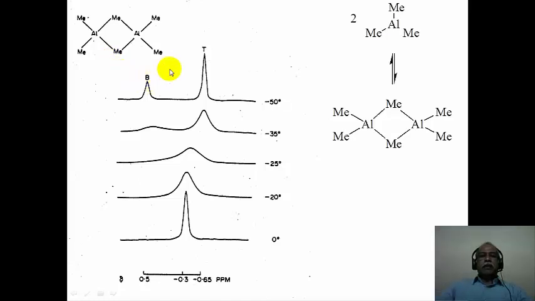The B and T abbreviations are given, T for the terminal and B for the bridging methyl. The bridging methyl comes at a higher delta value compared to the terminal methyls, which come at the lower delta value. The ratio would be approximately 6 hydrogens here and 12 hydrogens here, corresponding to a 1:2 ratio of the 2 types of methyl groups that you have in this molecule. In between temperatures, you cannot distinguish whether the methyl is a terminal methyl or a bridging methyl. So, there is a large uncertainty in the chemical shift values of the methyl at intermediate temperatures.